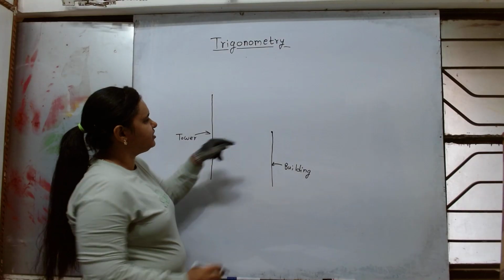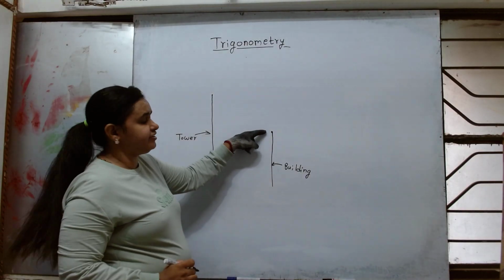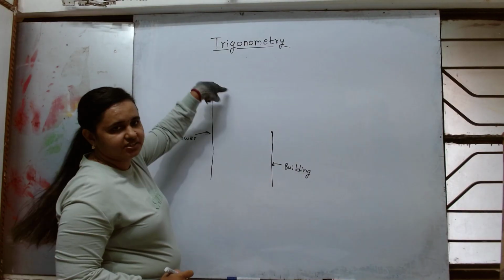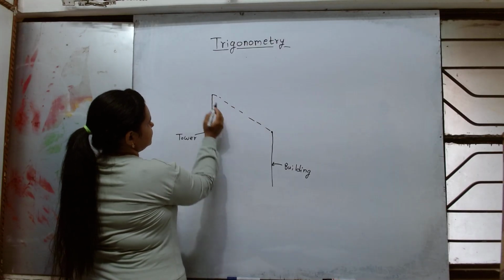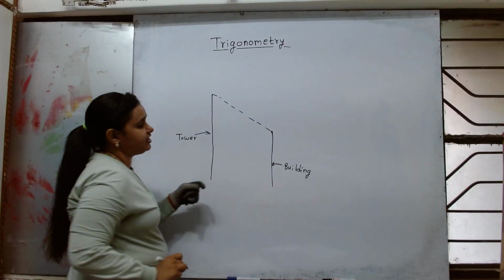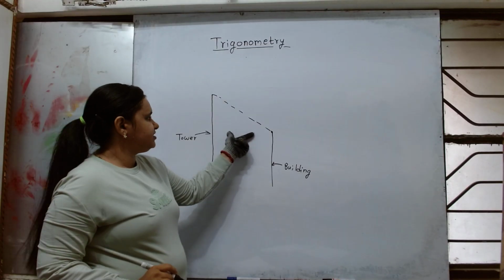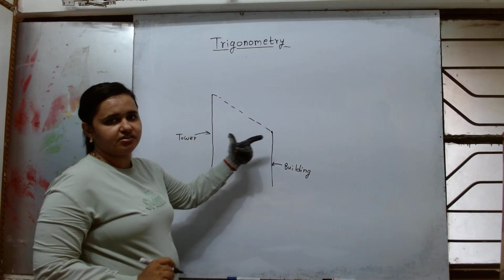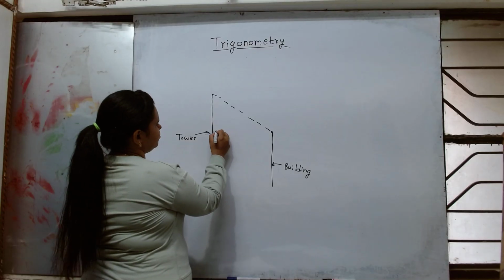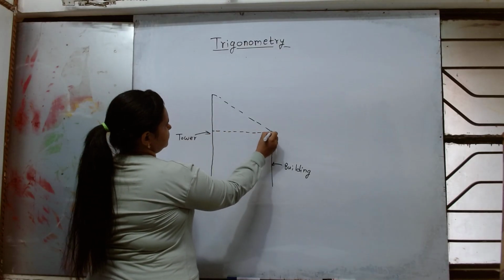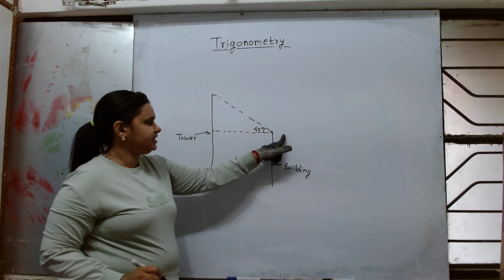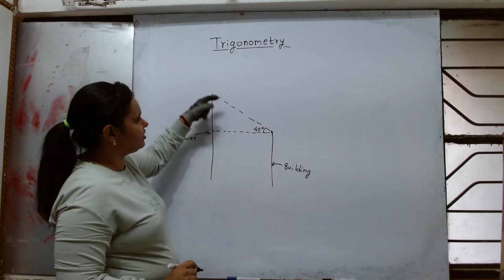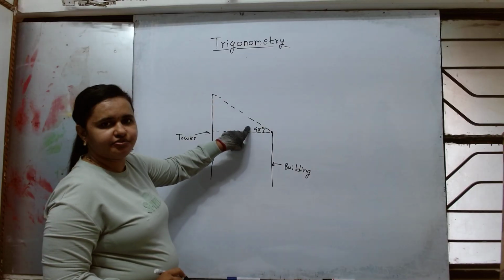And angle of elevation from the top of a building. Elevation means in the upward direction. Elevation, this. And angle of elevation and depression is taken with the horizontal. So if we put horizontal here, it will make an angle of 45 degree. Top of the building is making an angle with the tower. Angle of elevation as 45 degree.